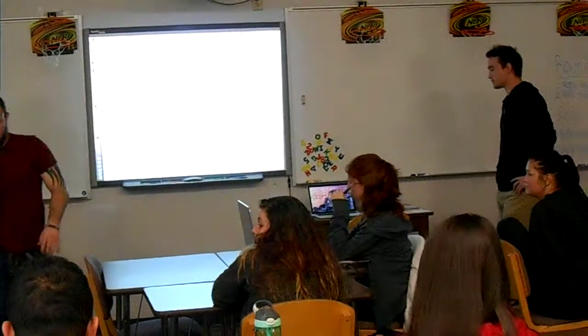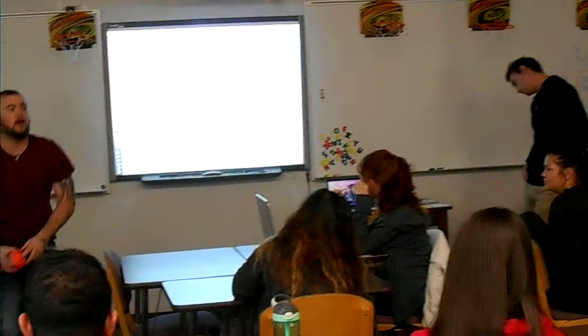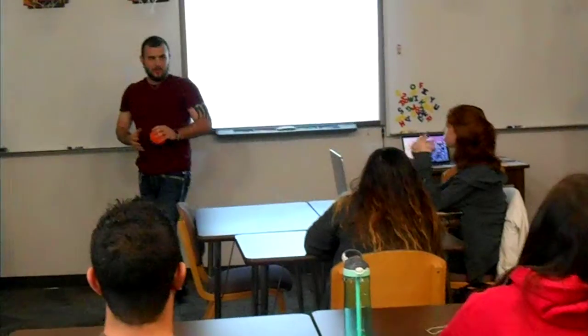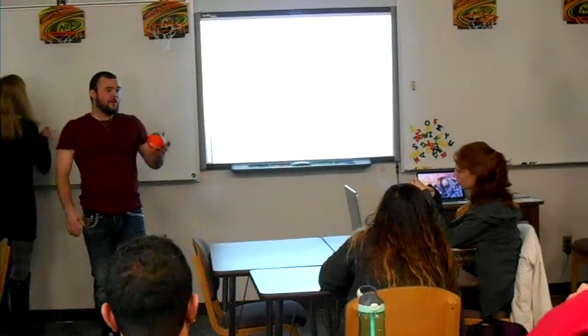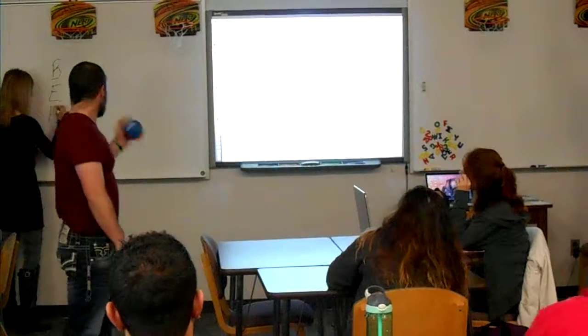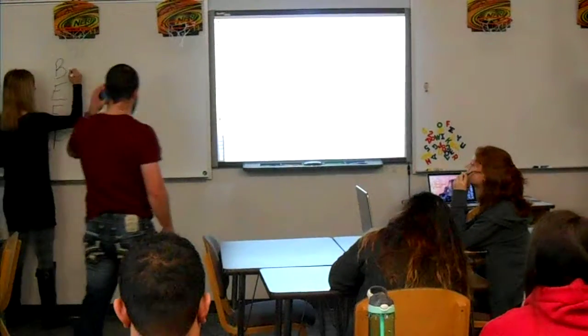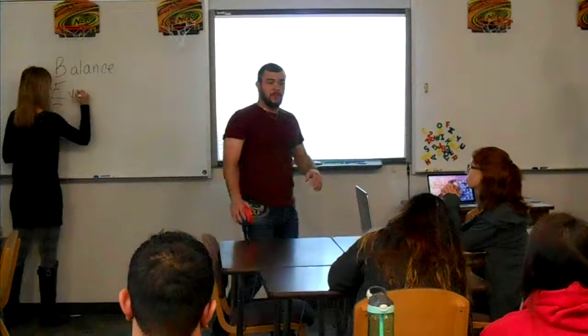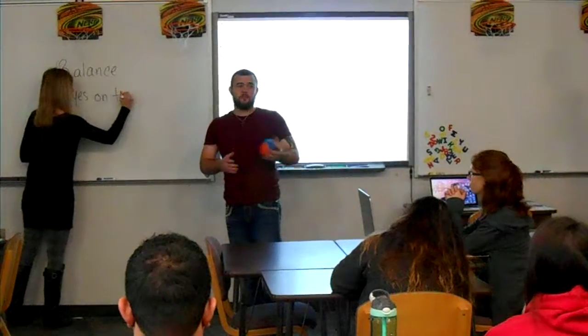So those are a lot of the steps. We're going to simplify it a little bit with a mnemonic called beef. Beef, the B stands for balance. The E stands for eyes on target. The other E stands for elbows aligned. And the F stands for follow through.